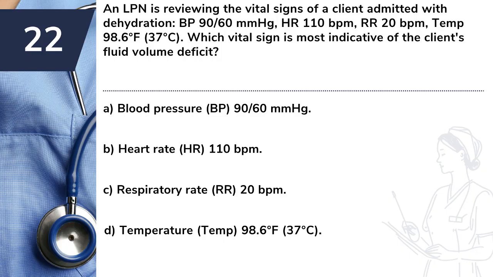A. Blood pressure, BP 90/60 mm of mercury. B. Heart rate, HR 110 bpm. C. Respiratory rate, RR 20 bpm. D. Temperature, temp 98.6 degrees Fahrenheit, 37 degrees Celsius.